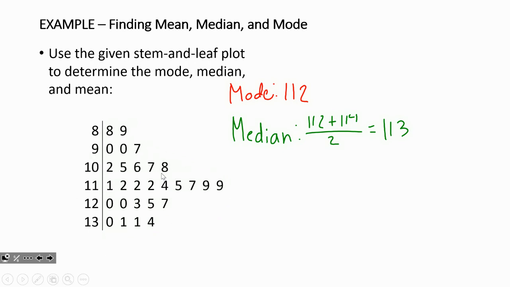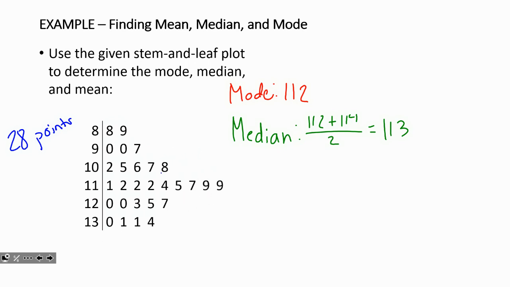Now lastly, we need to find the mean. So let's figure out how many data points there were. 28 data values. And now we know we did the median correctly, which maybe we should have counted first, because whenever you have an even number, the median is going to be the average of the two numbers in the middle.